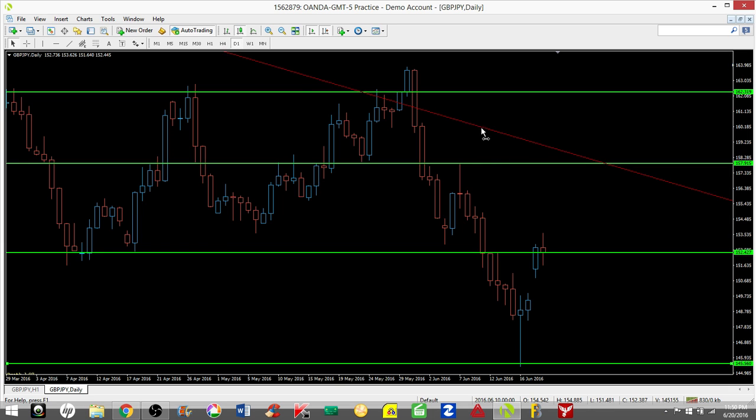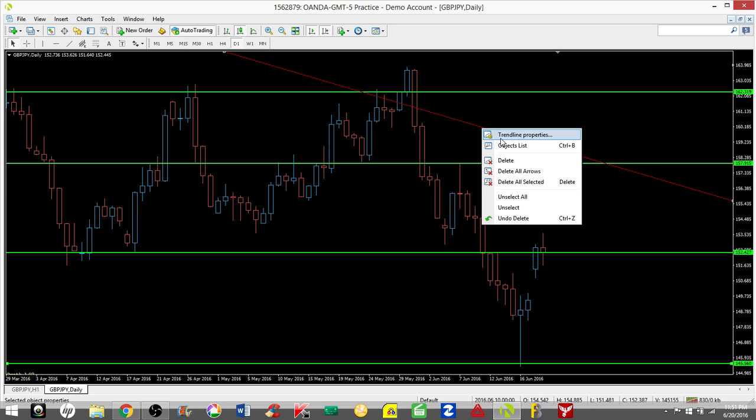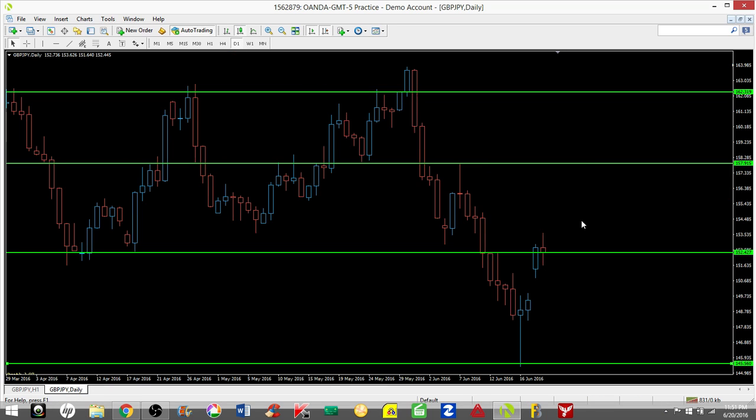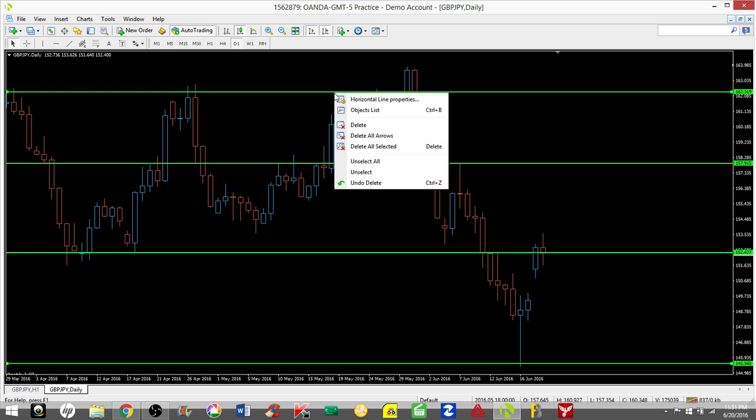So we want to get into an ideal setup. Nothing's guaranteed, and that's the way we trade. We trade with possibilities. No one can guarantee it's going to go here or go there. We want to put ourselves in the best possibility to win. So what I'm going to do now, I'm going to get rid of these lines just to make this a little clearer. Right click, delete.